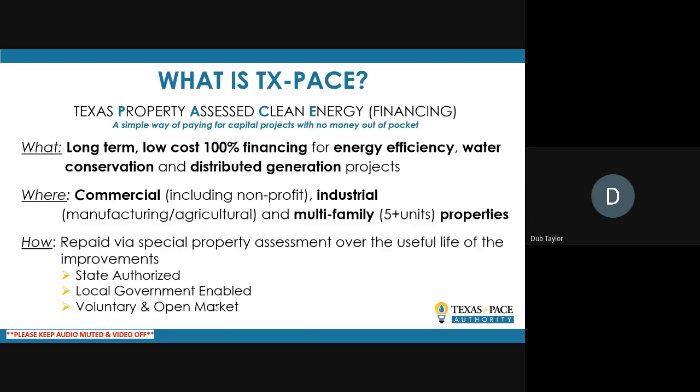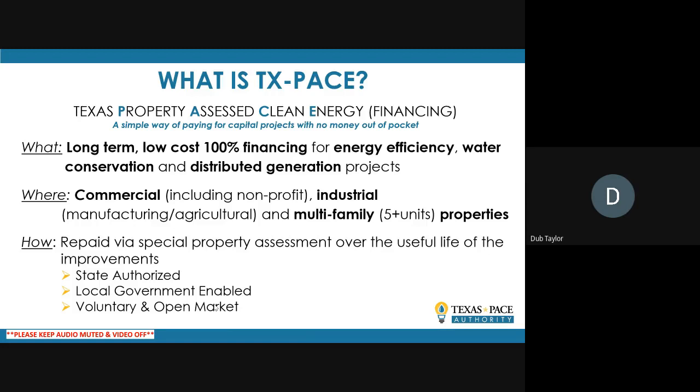In Texas, this is available for commercial and industrial, as well as multifamily, as long as it's a multifamily complex with 5 or more units. So individual residential does not qualify for PACE in Texas, nor do publicly owned properties. The state, the office I used to be with, has some projects and programs for the public sector, and you can contact SECO, the State Energy Conservation Office, for that.